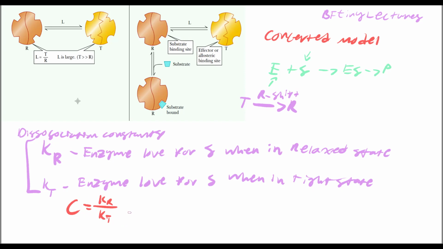Okay. So what does that tell us? It tells us that if we have more love for the substrate whenever we're tight, we're going to have a very, very small C value. But if the enzyme wants to attach to the substrate in the relaxed state, which it usually does, the C value is going to increase. Okay, so that's kind of a mathematical representation of what we just wrote.